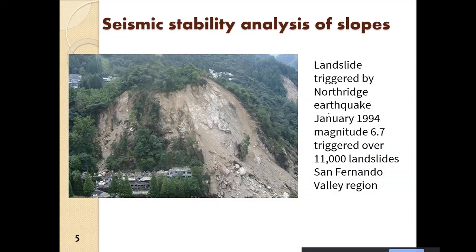The Northridge earthquake in January 1994 was of magnitude 6.7, and it triggered over 11,000 landslides in the San Fernando Valley. You can see that it is mostly rocky slopes, and you can see the rocks being dislodged. From here it is dislodged in this manner, and the basal layer, the base rock, is exposed now.